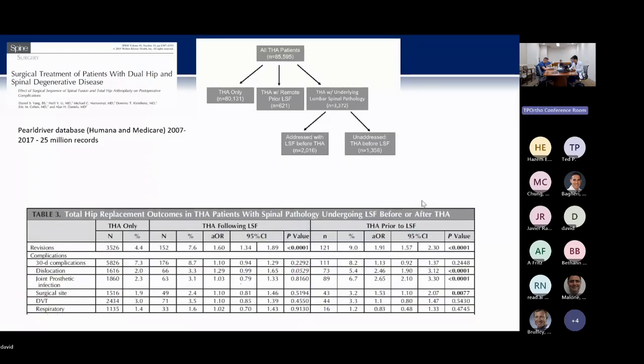This is a similar study looking at a different patient population with the Humana database, or a portion of private payers, and they also demonstrated higher dislocation rates. They tried to stratify by whether the hip was done before the back or the back was done before the hip. Their conclusion was that there's a higher revision rate and dislocation rate in the patients who had the total hip done first. So they advocated that in a situation where you have to decide, spine should be done first before the hip.